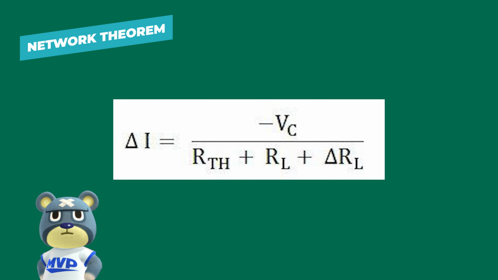Hence, the compensation theorem tells us that with the change of branch resistance, the branch current changes, and the change is equivalent to an ideal compensating voltage source in series with the branch, opposing the original current, where all other sources in the network are replaced by their internal resistance.